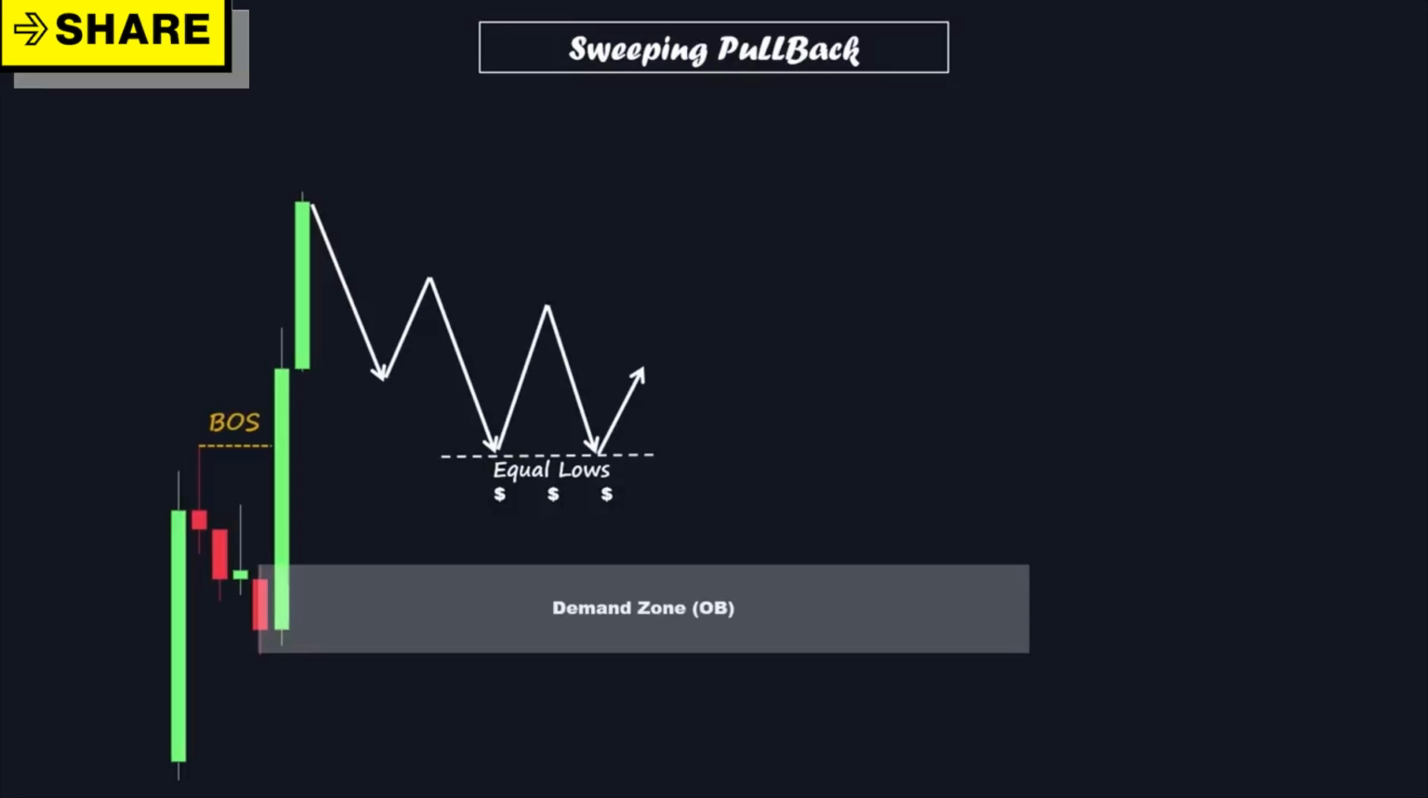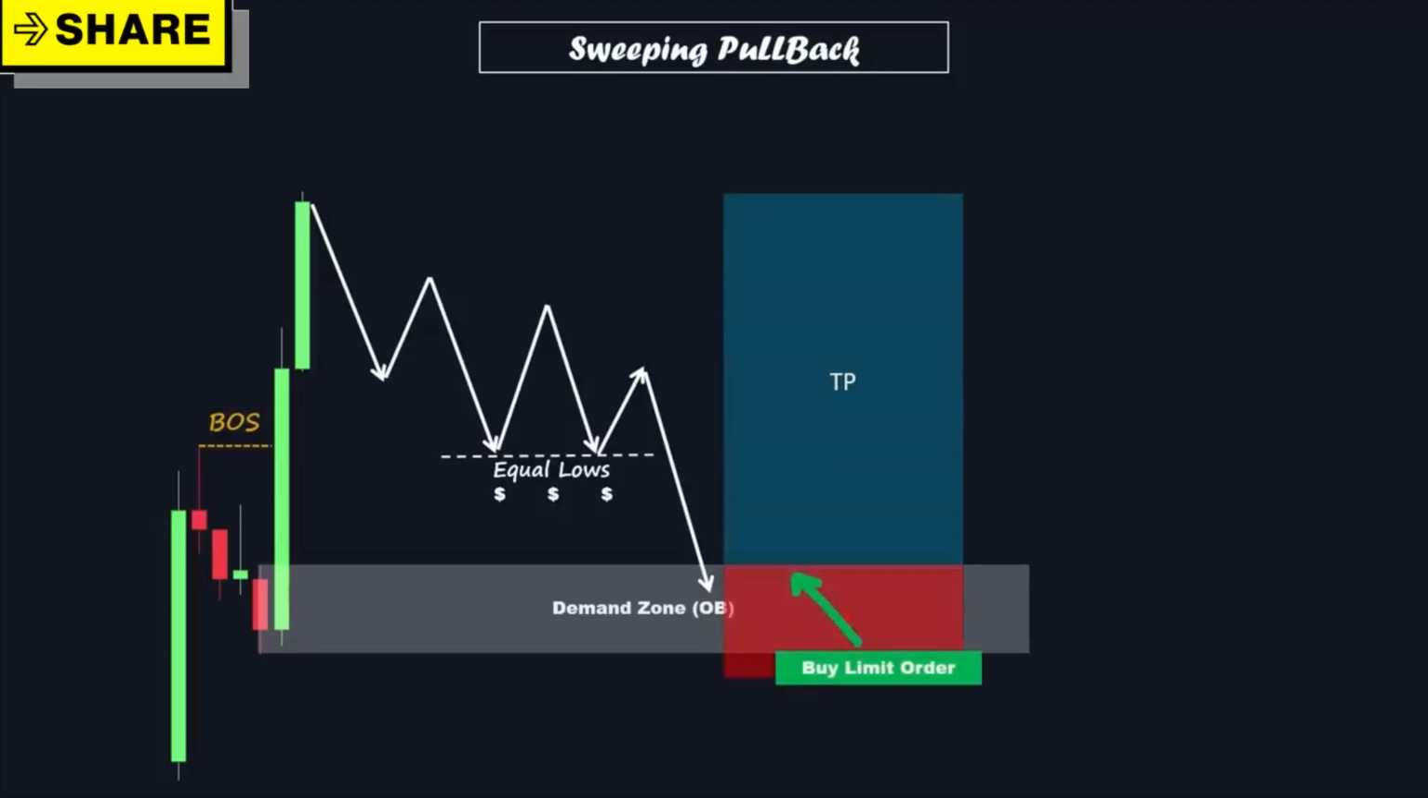The presence of the liquidity pool above our identified demand zone provides additional confirmation for a potential price reversal from our point of interest. Now that we have the desired confluence, our next step is to patiently wait for the price to sweep the liquidity below the equal lows. Now we can consider entering the market by going long from our point of interest. For doing that, we can place our buy limit order at our demand zone.